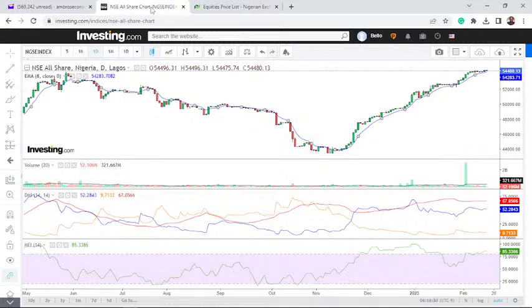Like I said, I was discussing with my colleague that if the way we are going continues and we see UCAP coming out with a 1 naira 80 kobo or 2 naira dividend, I expect that stock not to sell below 18 to 20 naira.